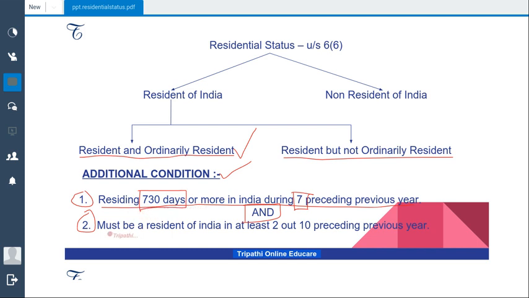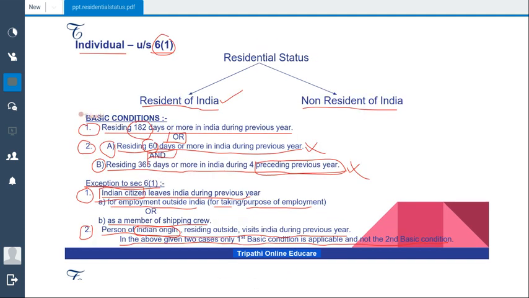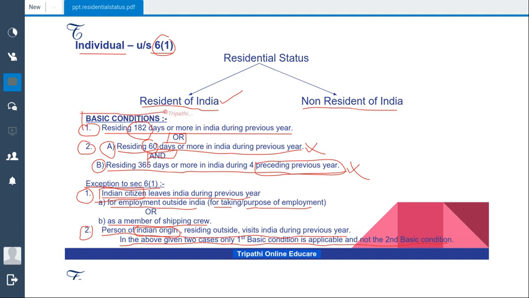Then what is the second additional condition? Must be a resident of India in at least 2 out of 10 preceding previous years. How to find out resident of India? Then you will have to go back to the basic condition. With the help of the basic condition, you will come to know about the residential status of an individual, whether he is resident of India or non-resident of India.